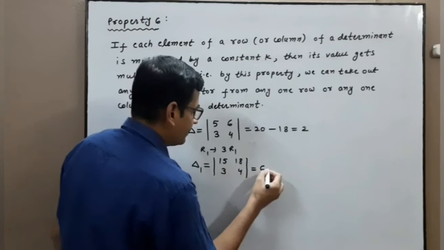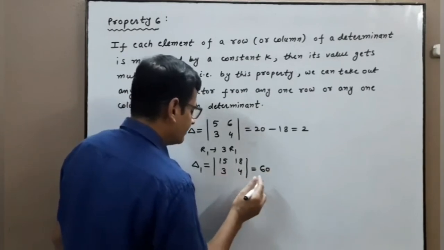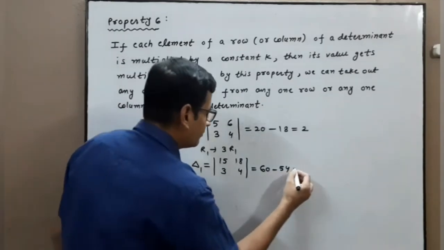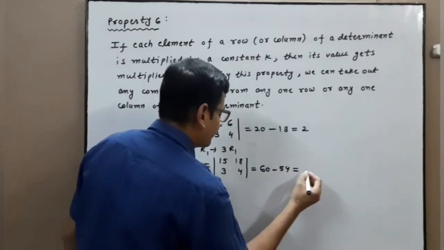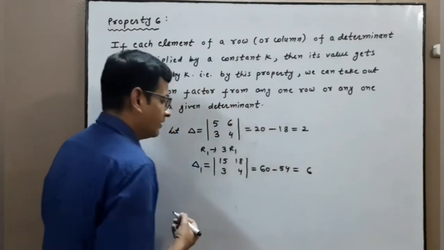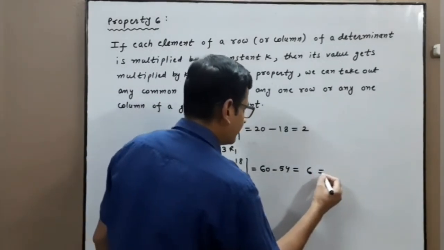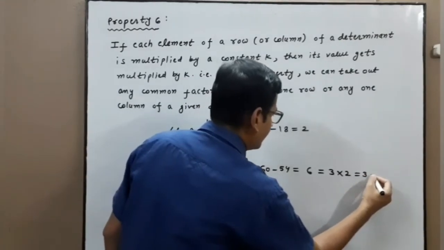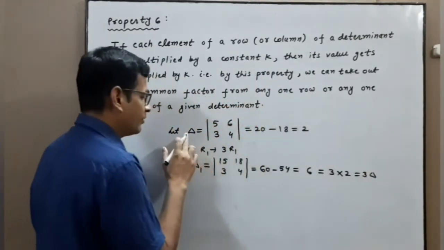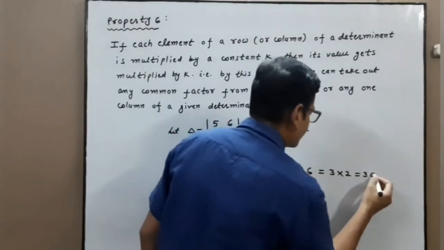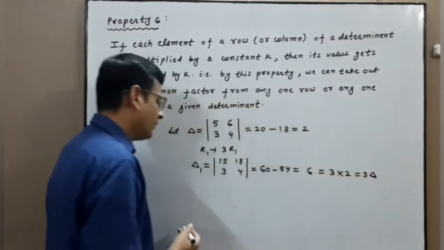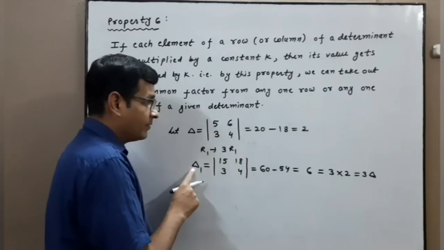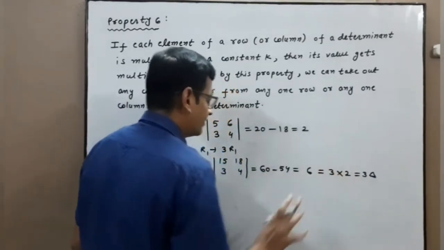15 into 4 is 60 and 18 into 3 is 54, so 60 minus 54 is 6. 6 we can write as 3 into 2, which is equal to 3 into the old determinant, because the value of the determinant is 2. So 3 into del. So when we multiply any scalar with R1, the new determinant gets multiplied by 3.